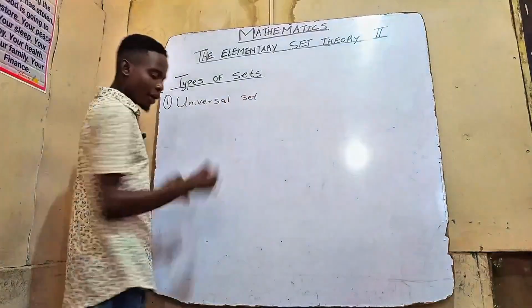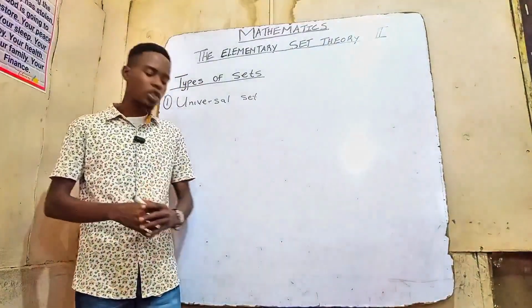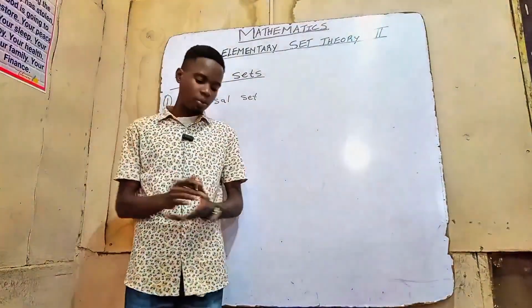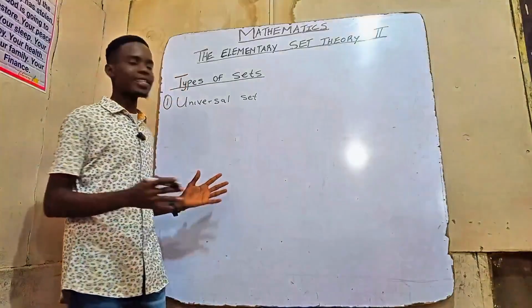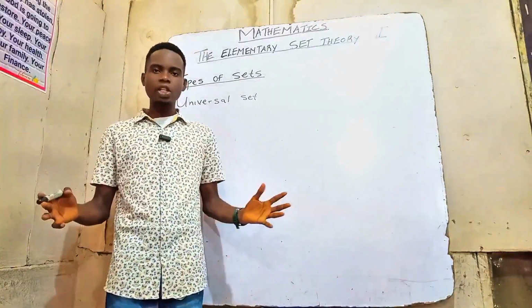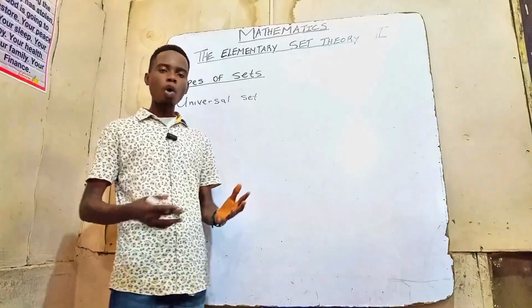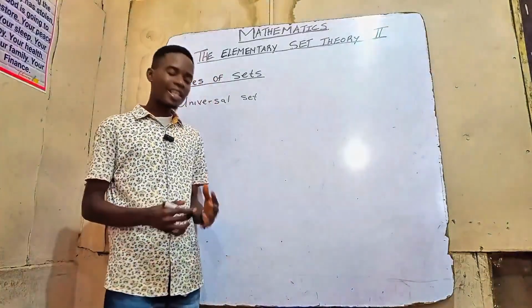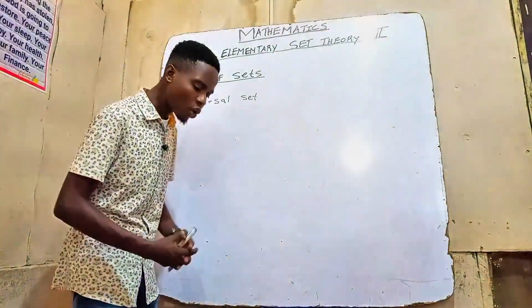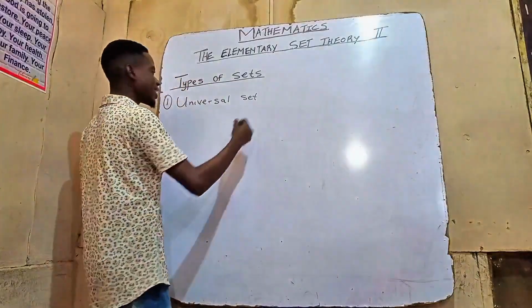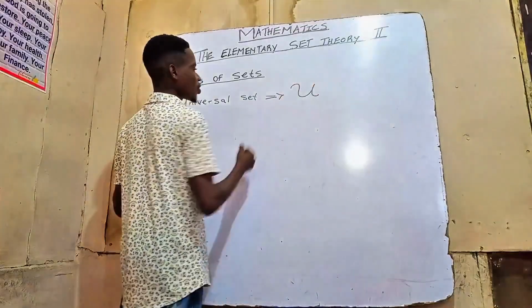Universal set. A universal set is a set which contains all the possible elements under consideration. When you are considering numbers, let's say numbers between 1 to 10, your universal set will contain 1, 2, 3, 4, down to 10. So, a universal set is a type of set which contains all the possible elements under consideration. It is always denoted with something like this.